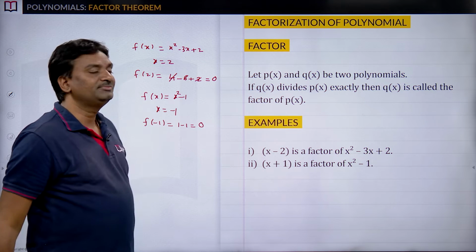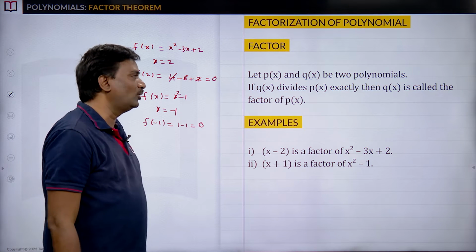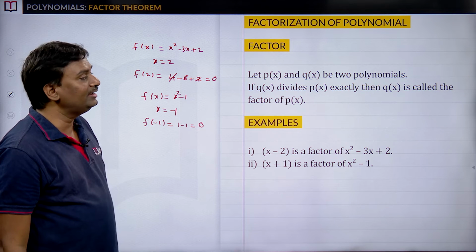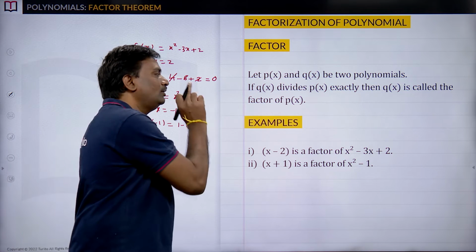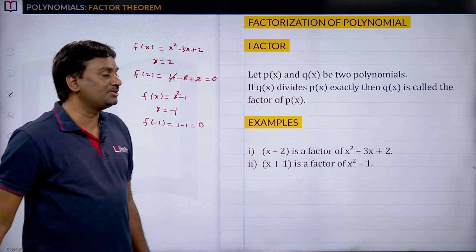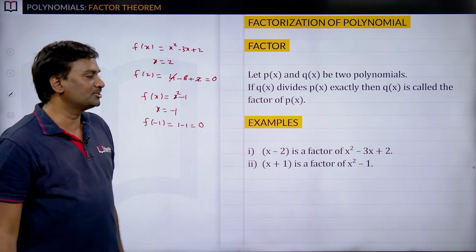Let p of x and q of x be two polynomials. If q of x divides p of x exactly, then q of x is called the factor of p of x. So, we can conclude that by taking these two examples. So, hope you understood more.